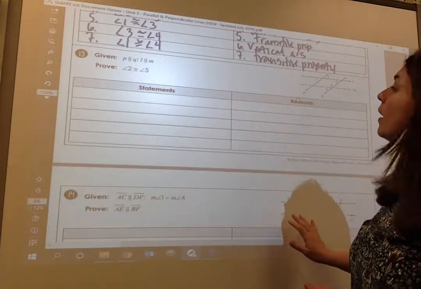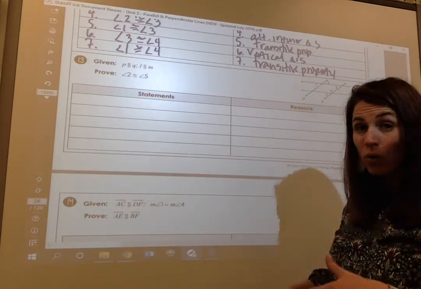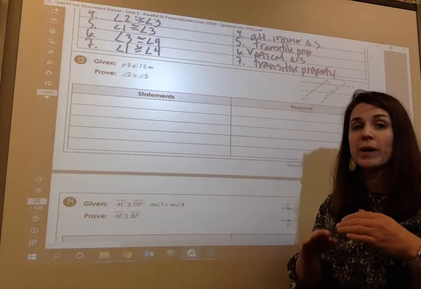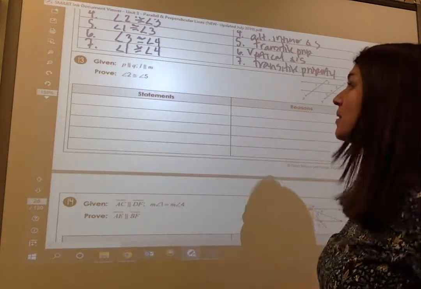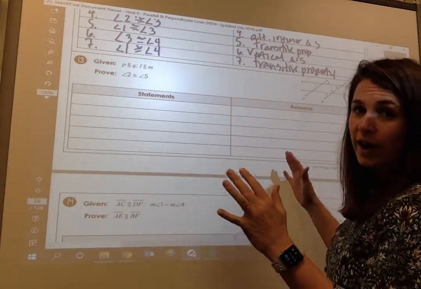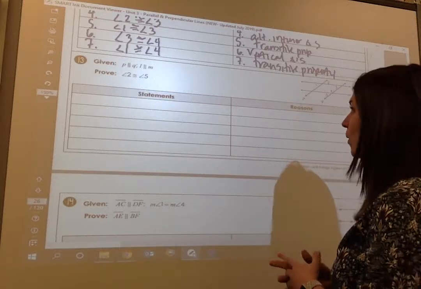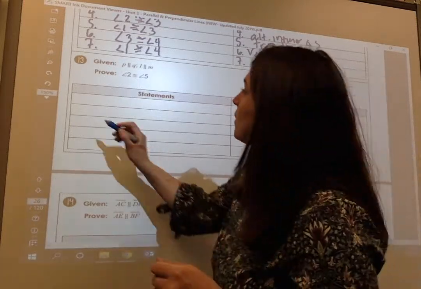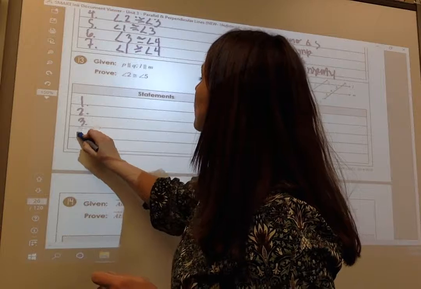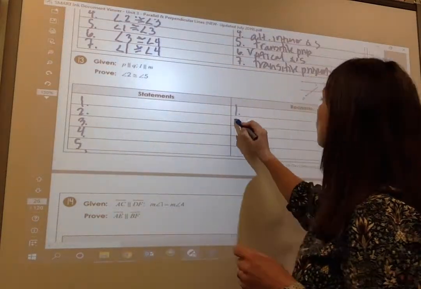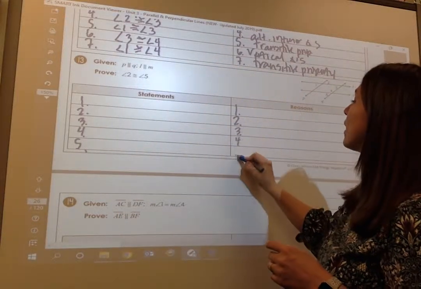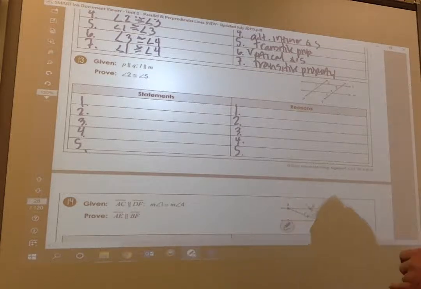All right, let's take a look at 13. And again, the more we do these together, the better you become at noticing your statements and your reasoning. So here I am to draw it out. I just want you to see how you do it. All right, so obviously first step, 1, 2, 3, 4, and 5. All right, so here we go.